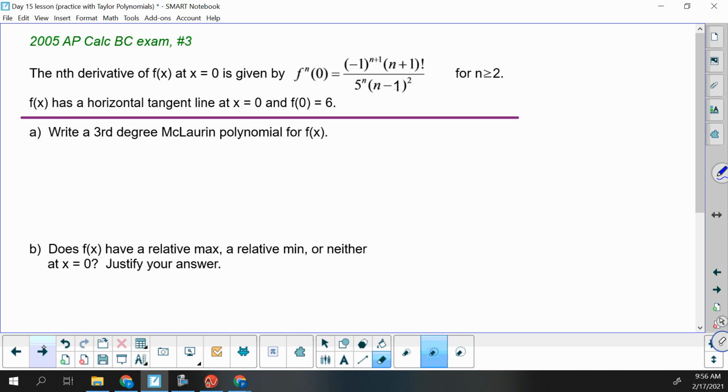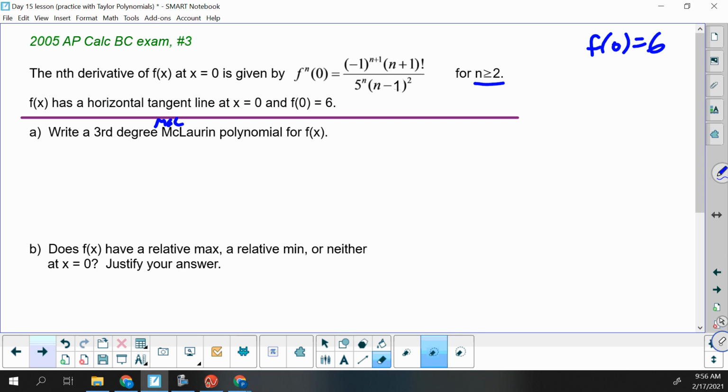So first we had to write a third degree Maclaurin polynomial. And this should say Maclaurin. There's a typo there. Now the information they give us, they tell us that we have a horizontal tangent line at x equals 0 and f of 0 is equal to 6. And then they give us an expression there that represents all of our derivatives at x equals 0 from the second derivative on. Well, if we want a third degree Maclaurin polynomial, we have to go all the way out to the third derivative.